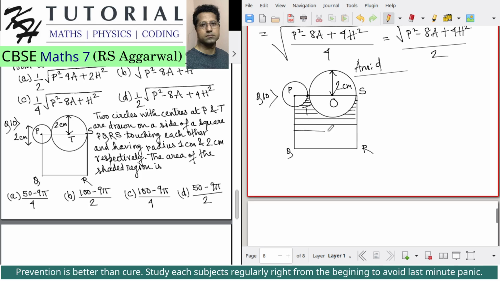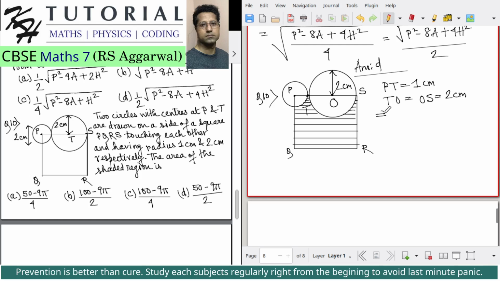So we have to find the area of this shaded region. Things to understand is that the bigger circle is touching the vertex S of the square, and also it is touching the smaller circle, and the smaller circle is having center at the vertex P of the square. The radius of the smaller circle is PT, which is given to be 1 centimeter, and the radius of the bigger circle is TO, which is equal to OS, which is equal to 2 centimeter.